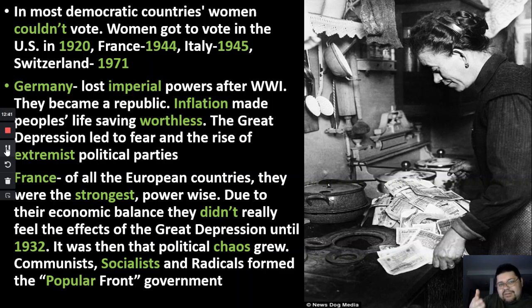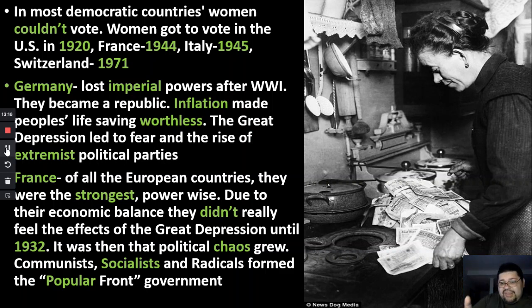Because again, a lot of women couldn't vote in a lot of countries around the world. It got to the point, like in Germany, where they lost imperial powers, so that any countries around the world that they owned property in, they lost it. Inflation made their money worthless. So people spent their whole life saving money to retire off of, but because of World War One, the inflation, and the Great Depression, their money was worthless.